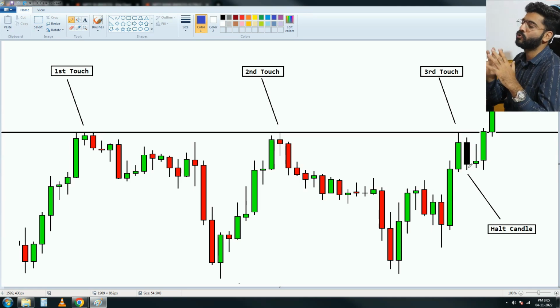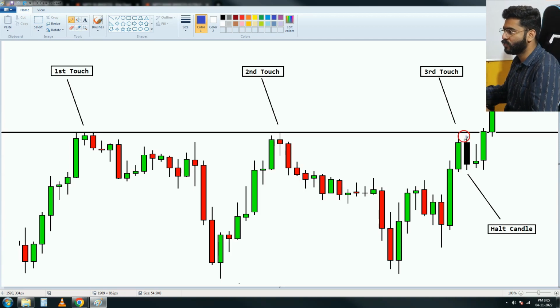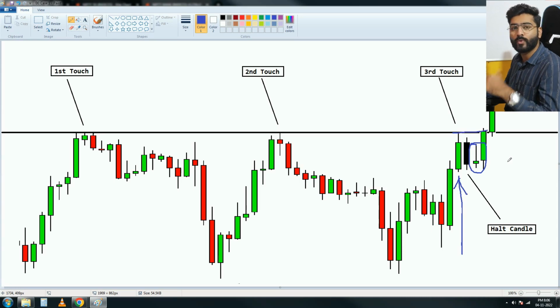For that purpose, I have shown it in black color. For example, if you see, this is a halt candle. Even this small green candle here is also a halt candle. Why? Because after touching the third time, basically creating a third touch, the next 2 candles were not able to break the high of this particular green candle. So therefore, we called it a halt candle.